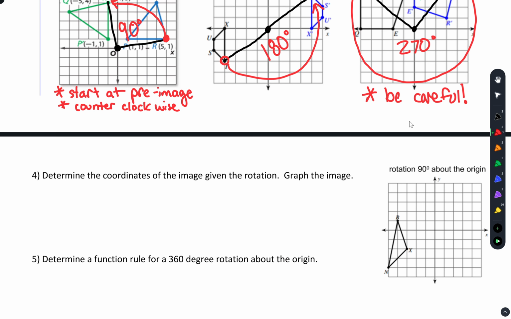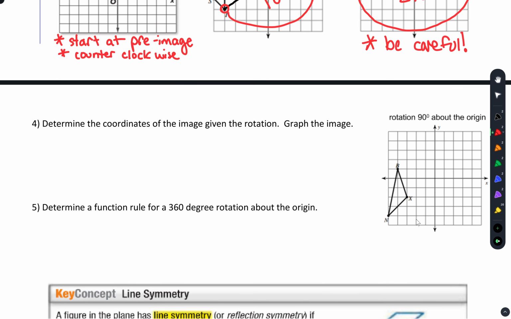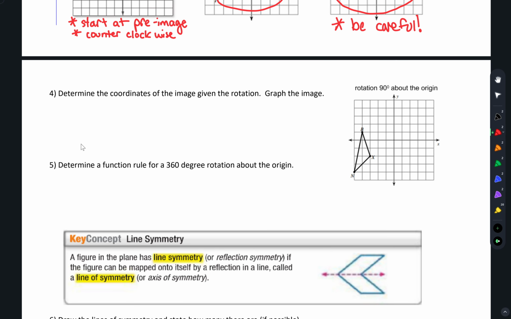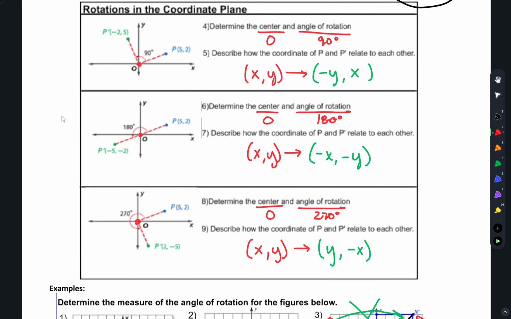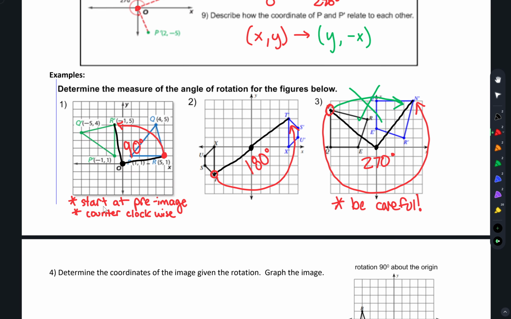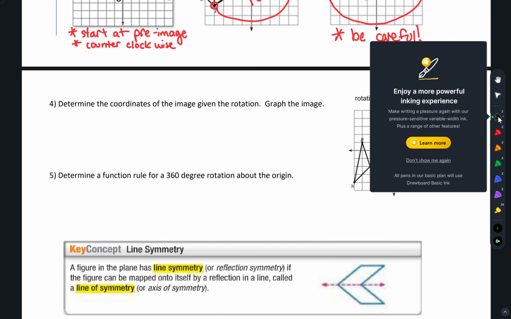Okay, flip it over. I'm going to show you how we can do this, graphing these coordinates of the image in 2 different ways. Determine the coordinates of the image given by the rotation. Graph the image. The rotation is 90 degrees about the origin. What I like to do, of course, is I have these memorized. So I go back in my memory bank and I think, okay, what is the transformation function for a 90 degree turn? And that's when we take the x and the y and we flip them and the y value becomes negative. Maybe it's going to take you a second to remember that. Maybe it won't. I'm going to write that down over here.